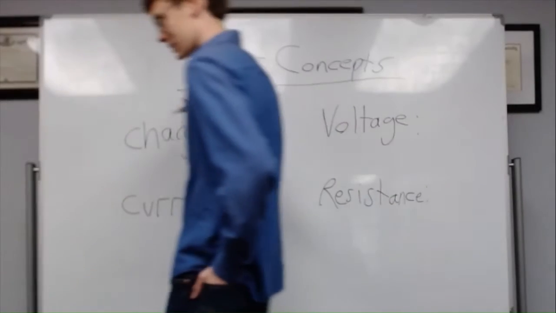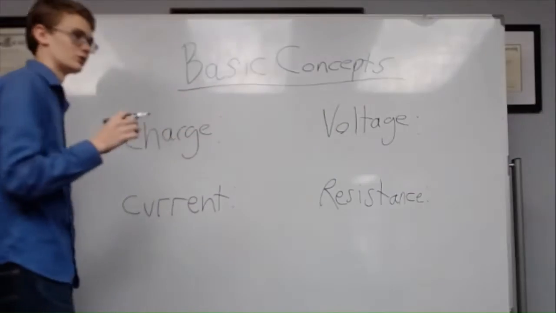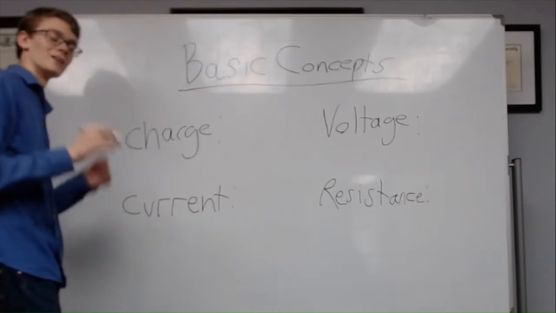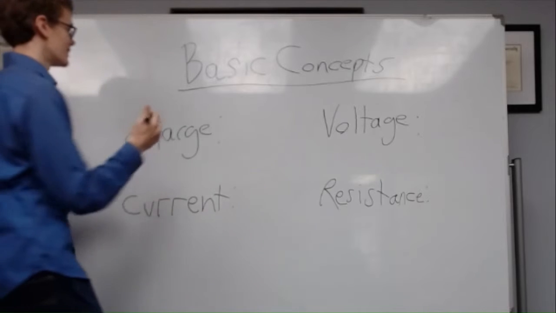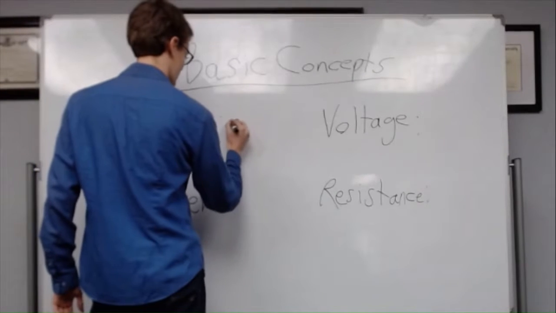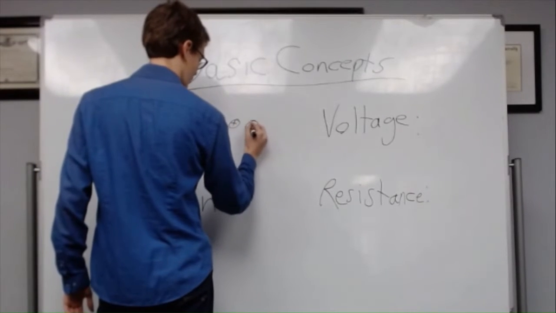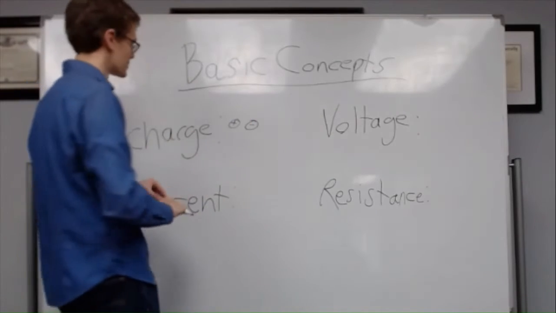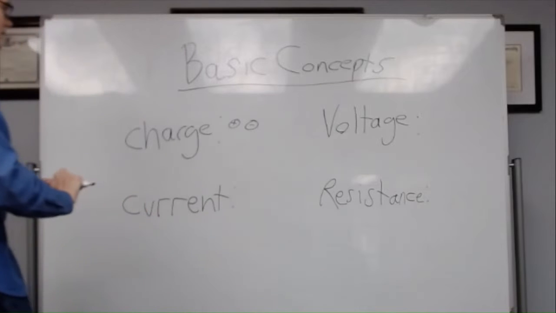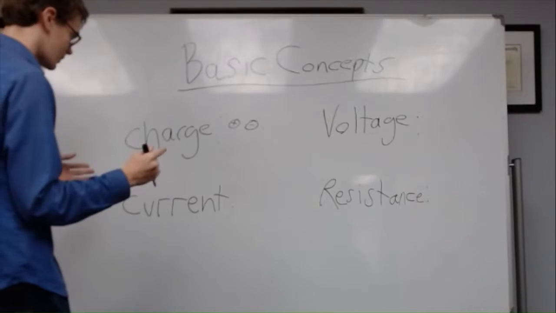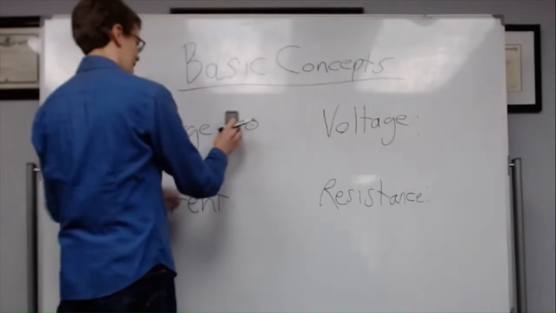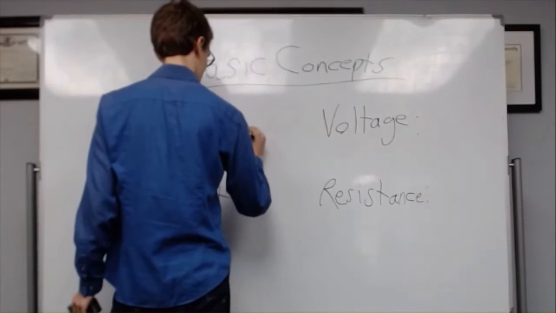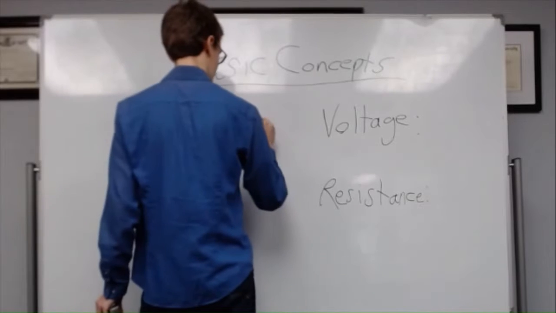Starting with charge. Charge is an intrinsic property of some types of matter like electrons and protons. They each have a charge of either plus or negative 1. And the unit for charge that is most commonly used is coulombs.